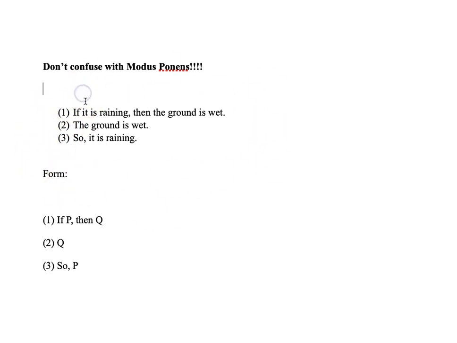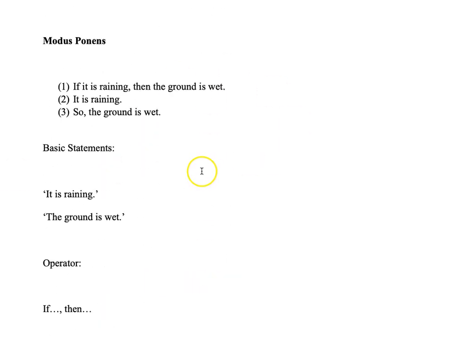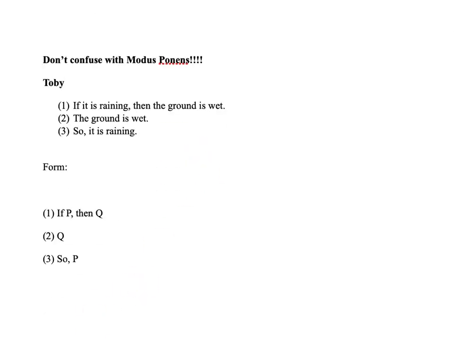In fact, let's call this argument Toby, just to give it a ridiculous name, just to show you that this is the argument that doesn't work. Modus ponens, the argument with the fancy name, is the one that is valid. Toby's not valid. So keep that in mind as you take the test.